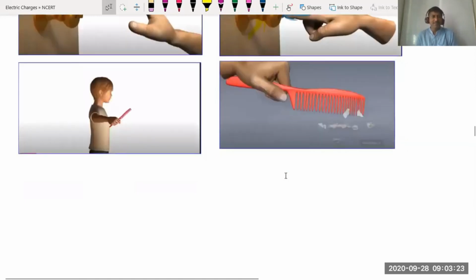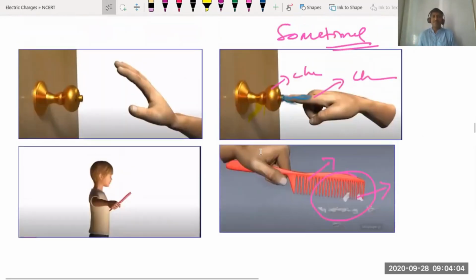Next, the second example: here one boy is trying to comb. After combing, what happens? He brings that comb near small pieces of paper. The hair must be dry, should not be wet. When he brings this comb near the small paper pieces, those will try to attach to the comb. Those will catch onto this comb, since it is again an electrically charged body. The paper pieces are also charged bodies. So conservation of charge is realized even in these examples.